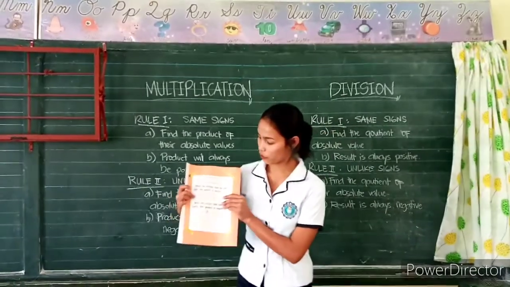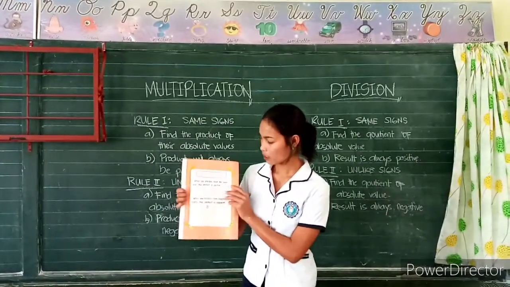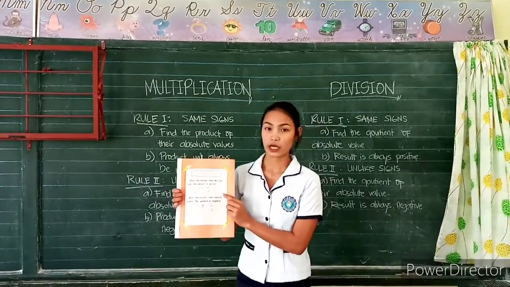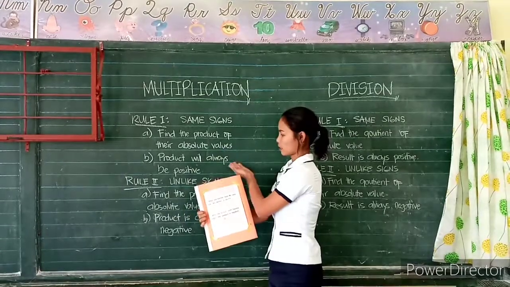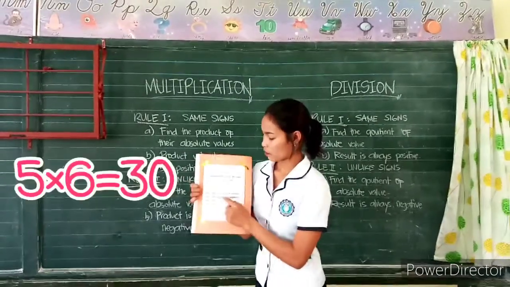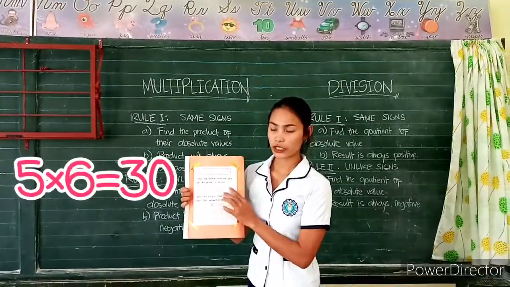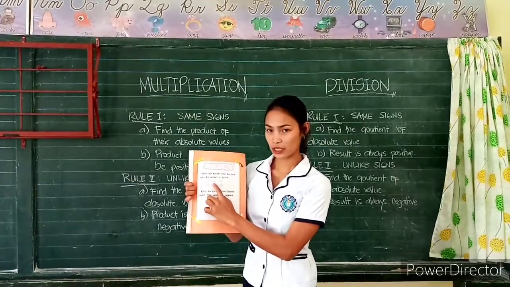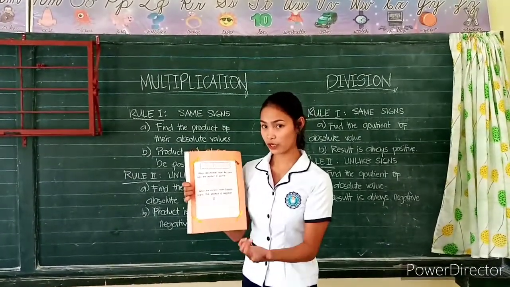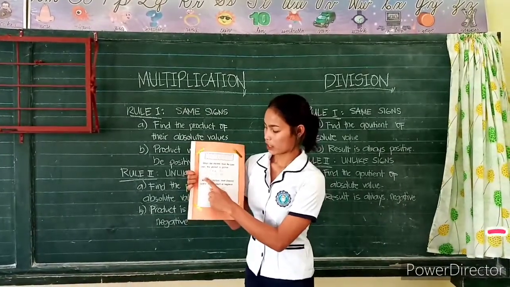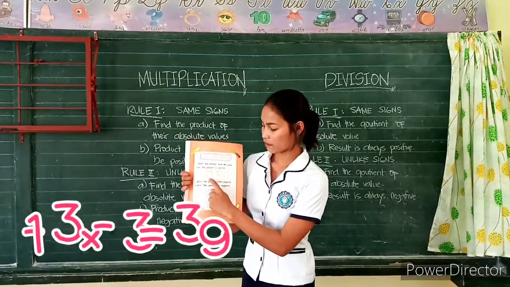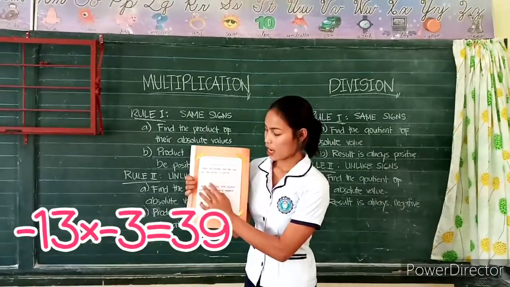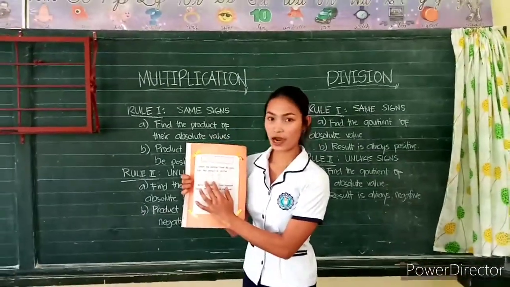When the factors have the same sign, the product is positive. For example, 5 times 6 is equal to 30. It is positive because 5 and 6 are both positive, so the product will surely be positive. Here, negative 13 times negative 3 is equal to positive 39. It is positive because both the numbers 13 and 3 are negative.